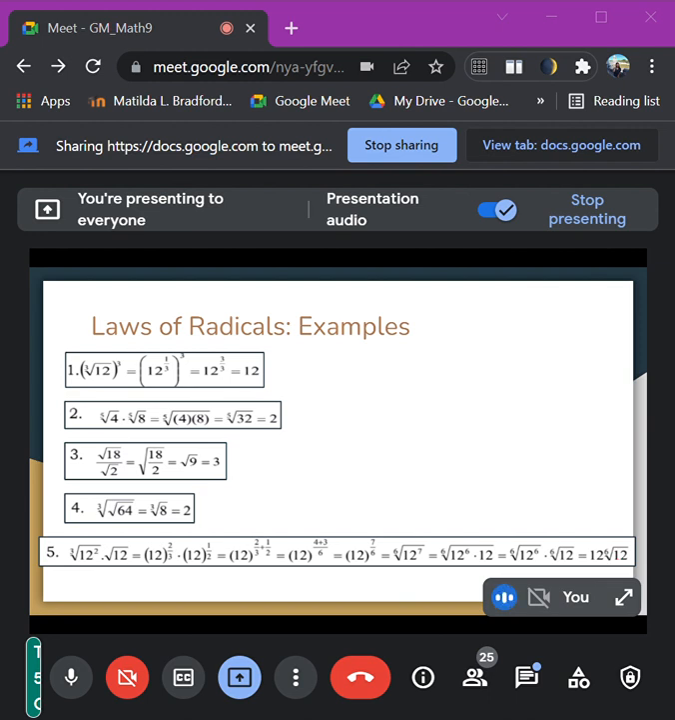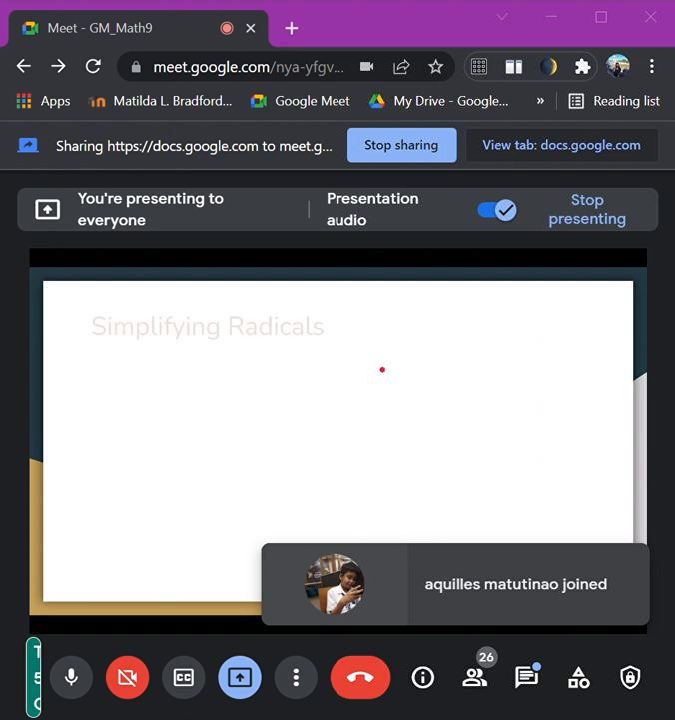But so far, any questions for the laws of radicals? None? Okay. So now, class, let's move on with our simplifying radicals.